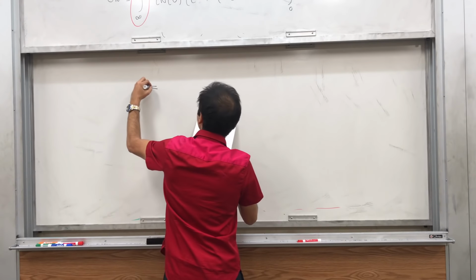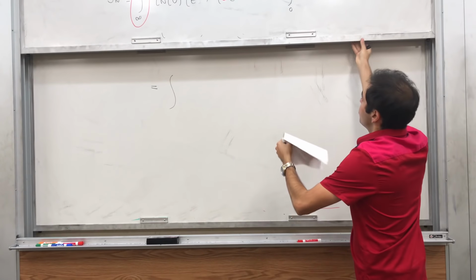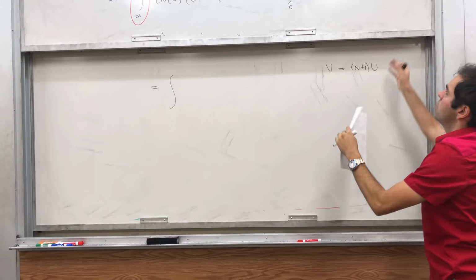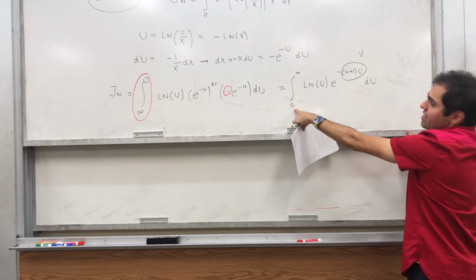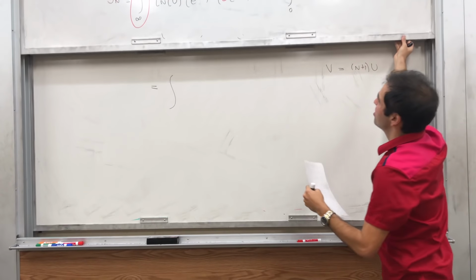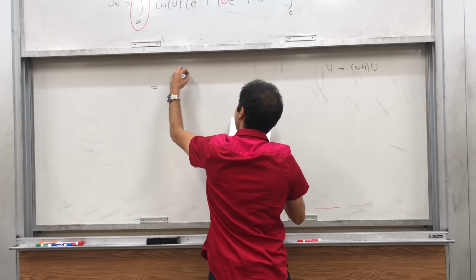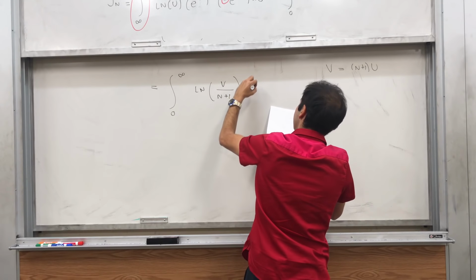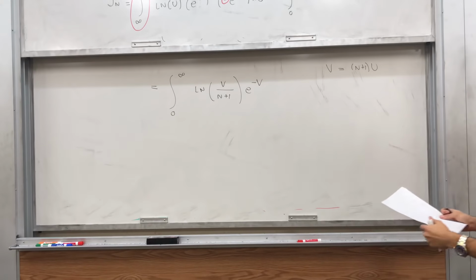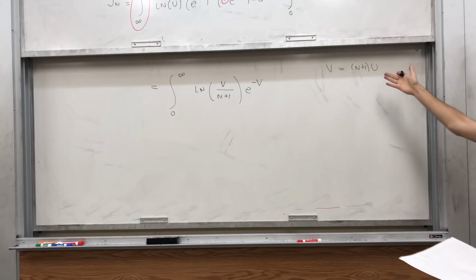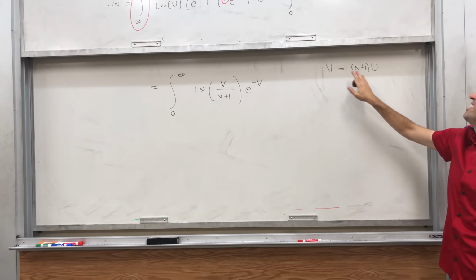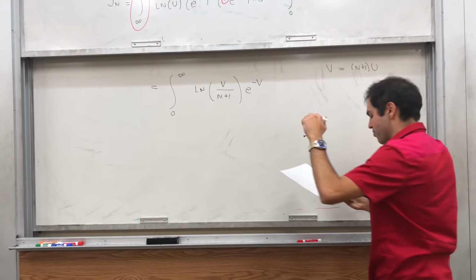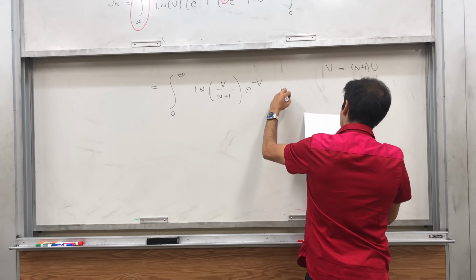So then the integral becomes, so again, v is (n+1)u. Look, multiplying by n plus 1 doesn't affect 0, doesn't affect infinity, so we still have integral from 0 to infinity. ln of u, it's ln of (v over n+1). And then e^(-v), and lastly dv is (n+1) du, so du is dv over n+1.